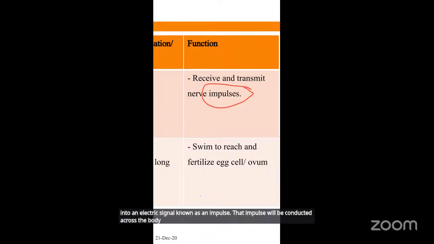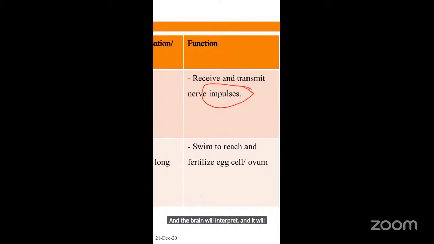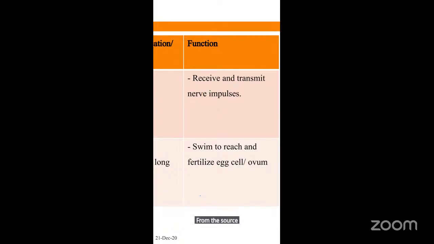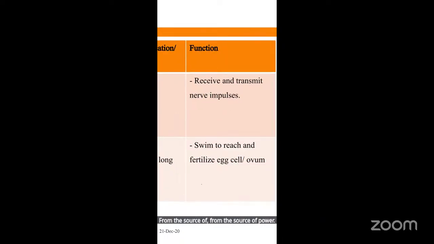If, for example, you touch with your hand, the impulse will be transmitted all the way to the brain, and the brain will interpret and determine that you're getting burnt. Then the brain will instruct the muscles of the hand to contract so that you can withdraw your hand from the source of power. If it is pain, you've been pinched or you've been pricked, the same thing will happen.